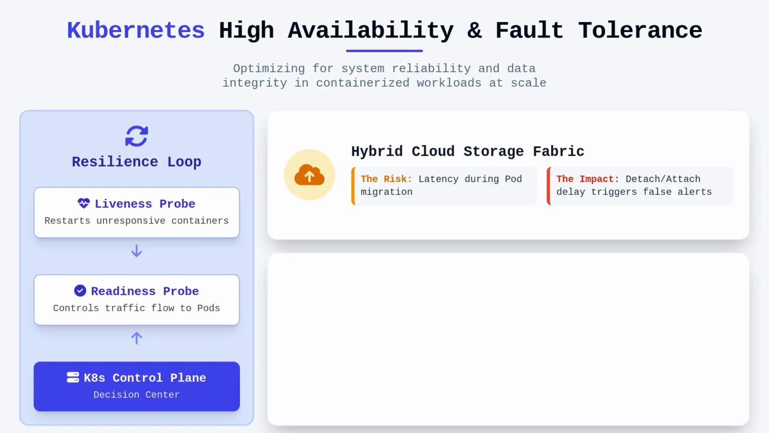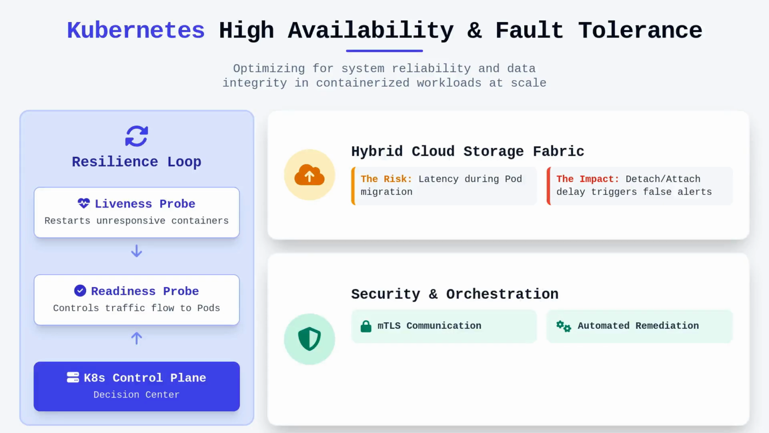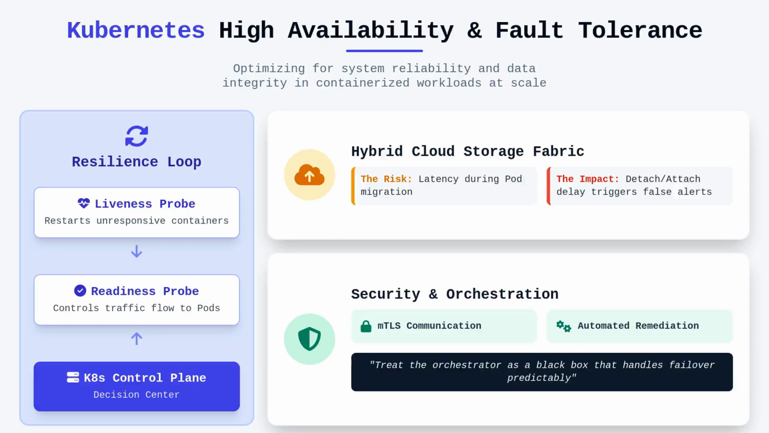If the storage layer cannot detach from the crashed node and reattach to the healthy node in a predictable time frame, the pod stays stuck in a transit state that triggers unnecessary alerts. Furthermore, cryptographic baselines are applied at the communication layer, usually requiring mutual TLS between services to ensure the integrity of the data in transit. As you master these operations, you will find that the most resilient deployments are those that treat their container orchestrators as a black box that responds predictably to failure through automated remediation and intelligent scheduling.